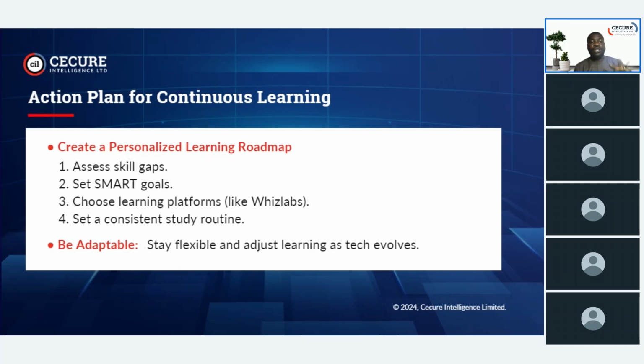So finally, your action plan has to be adaptable. Remember, we mentioned that the tech space is always changing. New innovations, new tools, new technologies are being developed every day. So your learning roadmap has to be adaptable and flexible to adjust to these new innovations, to these new tools and technologies.